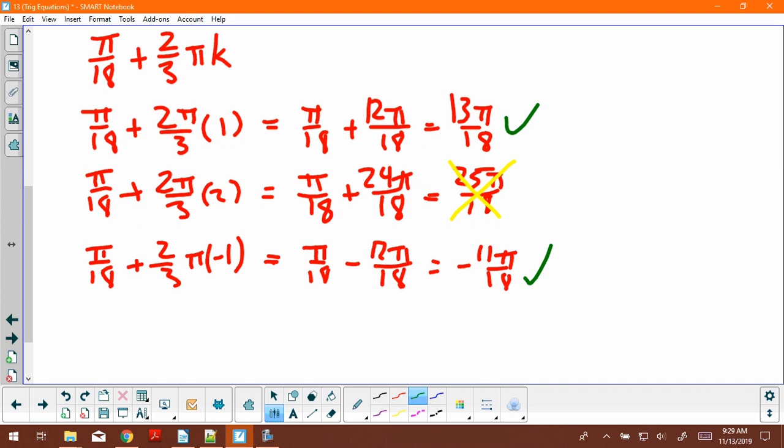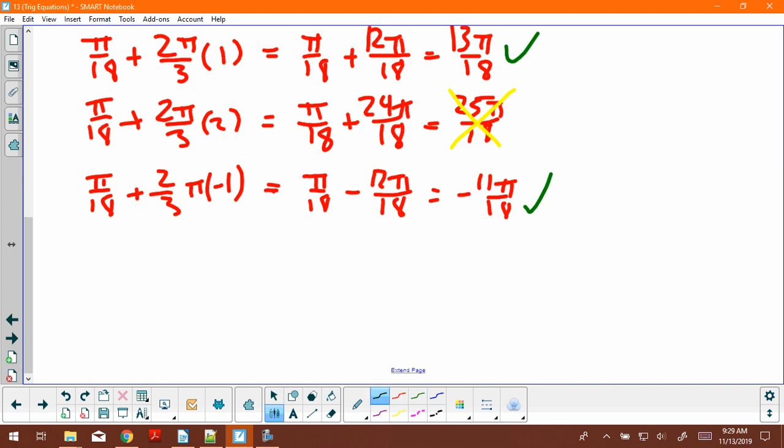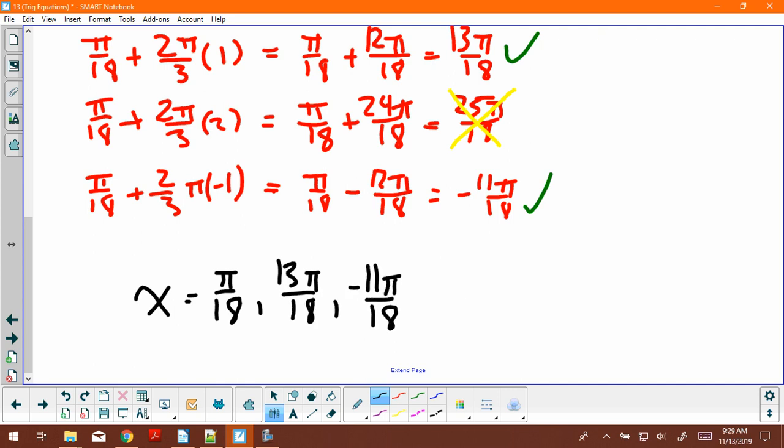And if we kept this going, if we went to -2, I'd add another 12 pi over 18. I'd have -23 pi over 18. It would be too big. So from my original pi over 18 angle, I have added to my list pi over 18, 13 pi over 18, and -11 pi over 18. Those are 3 angles in that interval that work.